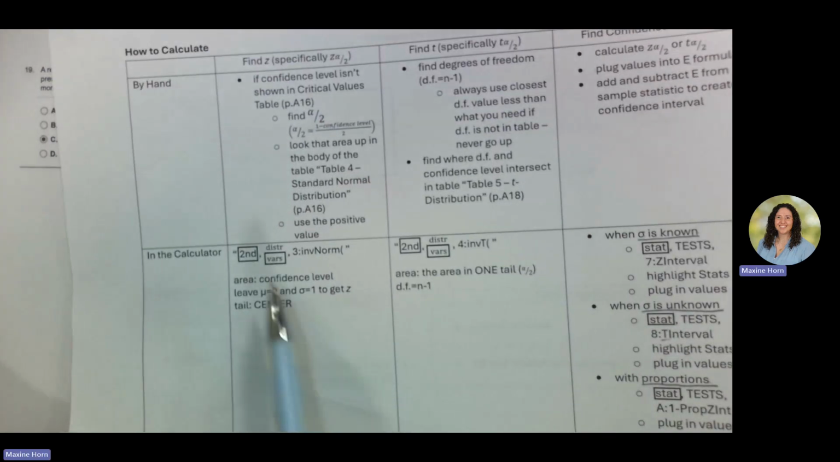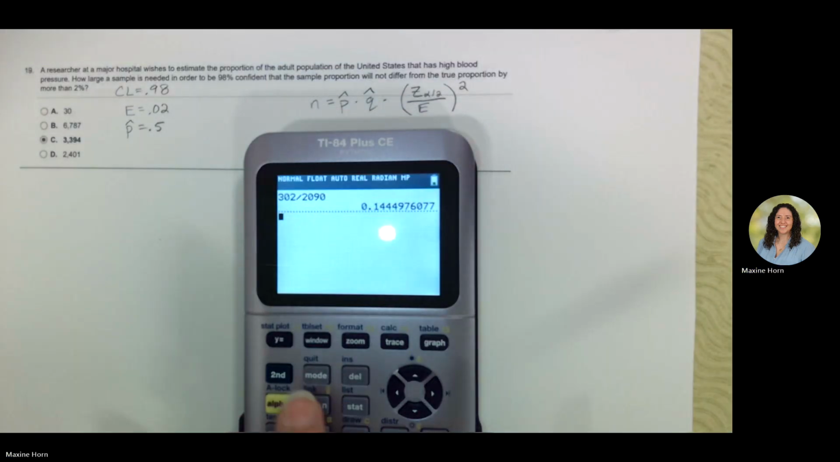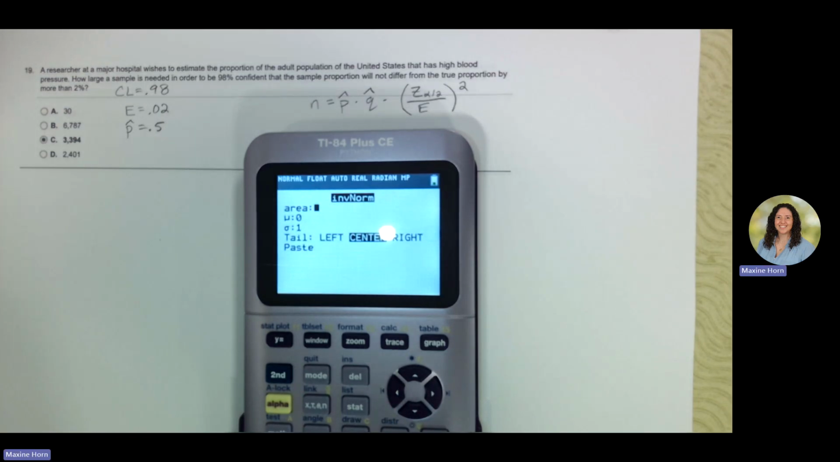In the calculator, second vars, inverse norm, the area is the confidence level. We make sure that the tail is the center, and we leave these as 0 and 1. So we're going to say second vars, we're going to go inverse norm. The area is our confidence level. Leave these as 0 and 1. Make sure the tail is in the center.